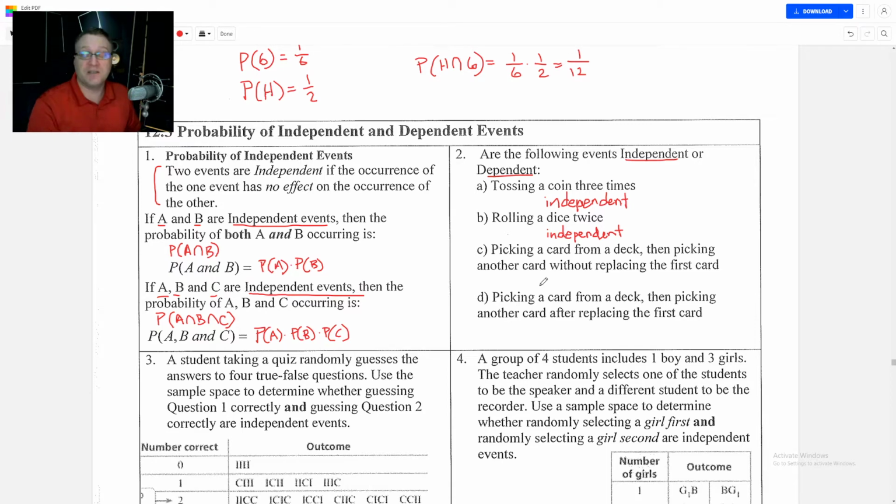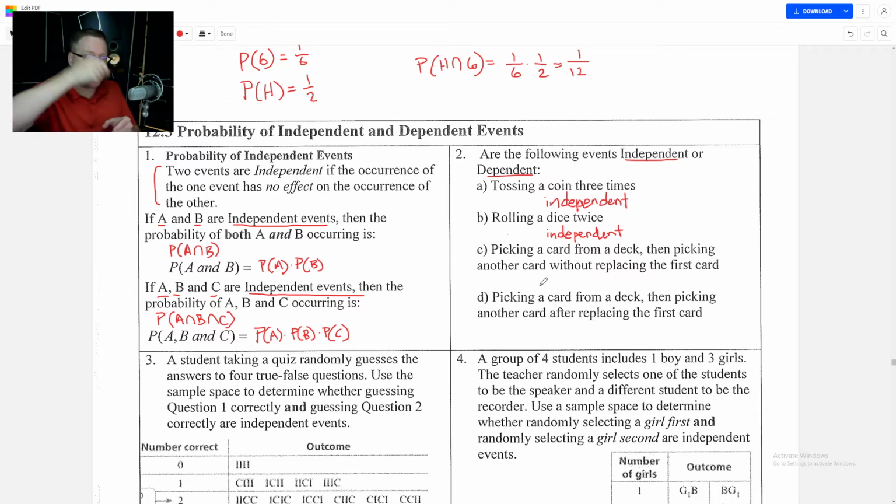They are dependent. Why? Well, think about it this way. Let's say I want to know what's the probability that I get an ace. Well, if I pick my first card, the probability of me getting an ace, well, there are 4 aces in the deck, and there are 52 cards. So the probability of me getting an ace is 4/52, right? But then the second time I pick a card, my probability is going to be different. And it depends what I got the first time.